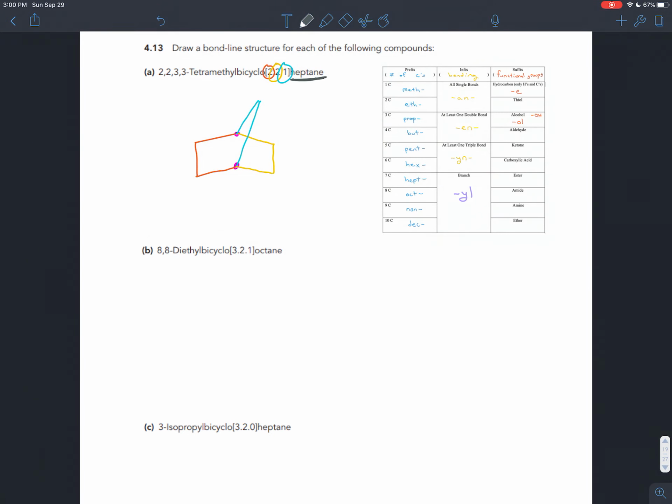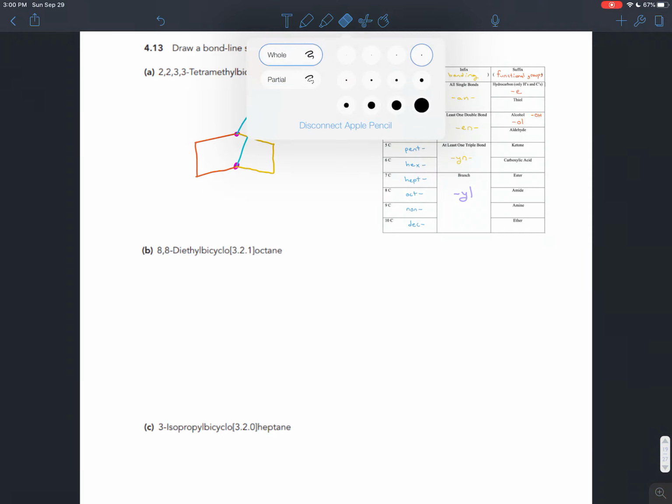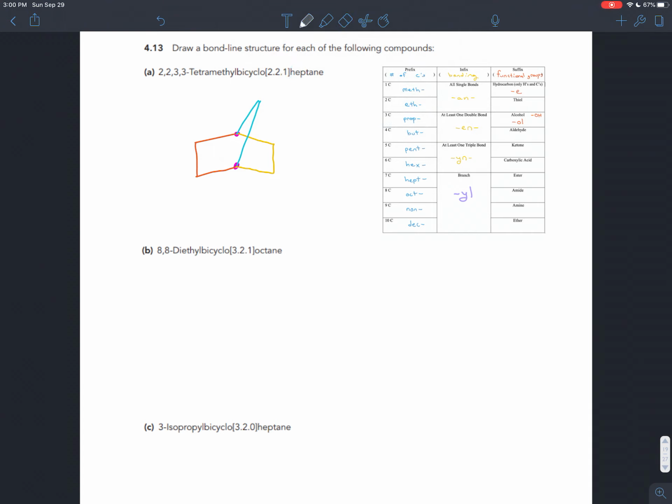Now let's make sure we've taken into account all of the carbons we need to. We should have 7 total. So we have 1, 2, 3, 4, 5, 6, and 7. So the prefix hept makes sense, 7 carbons. All single bonds, so AN, and then it's a hydrocarbon, so E. So this is the backbone. This is bicyclo-2,2,1 heptane. Now we just have to put our branches on there. So we've taken into account this whole part.